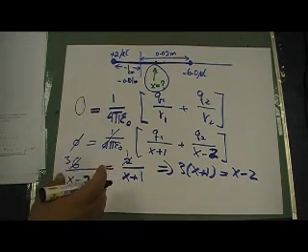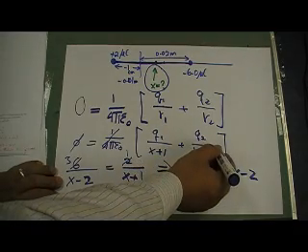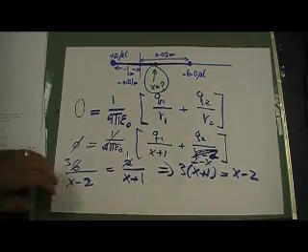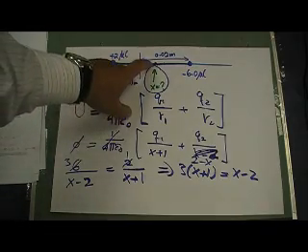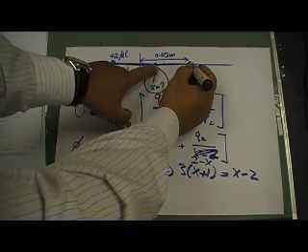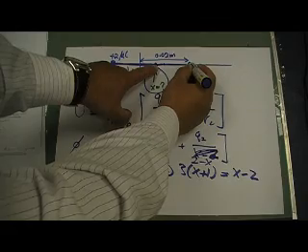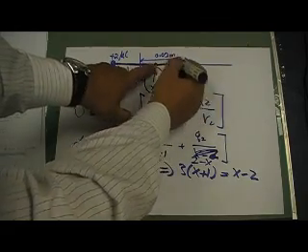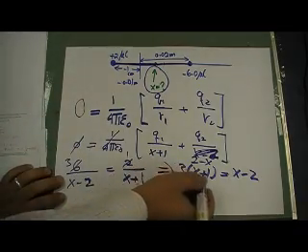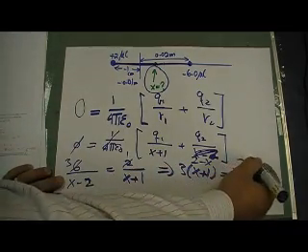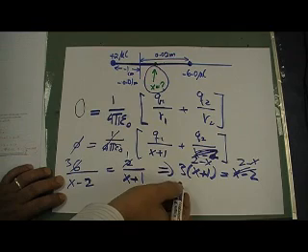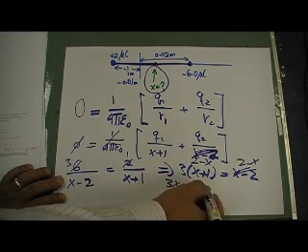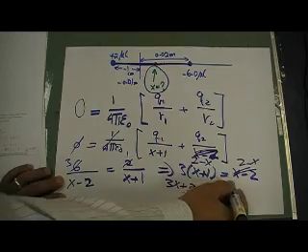Sorry, this is not x minus 2, it's 2 minus x. Right? Because remember, I'm looking for this distance here. If this is x, then this distance here is 2 minus x. Okay, so this will be 2 minus x. If you do that, then I have 3x plus 3 is equal to 2 minus x.